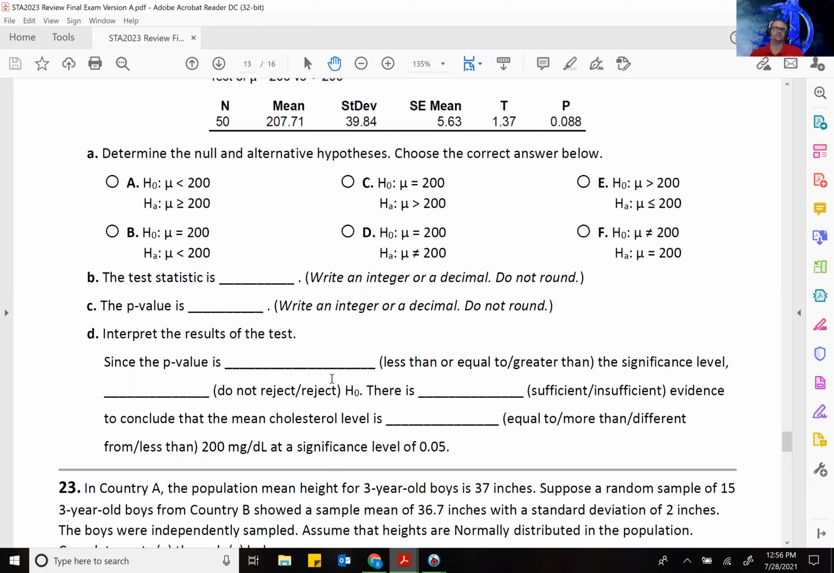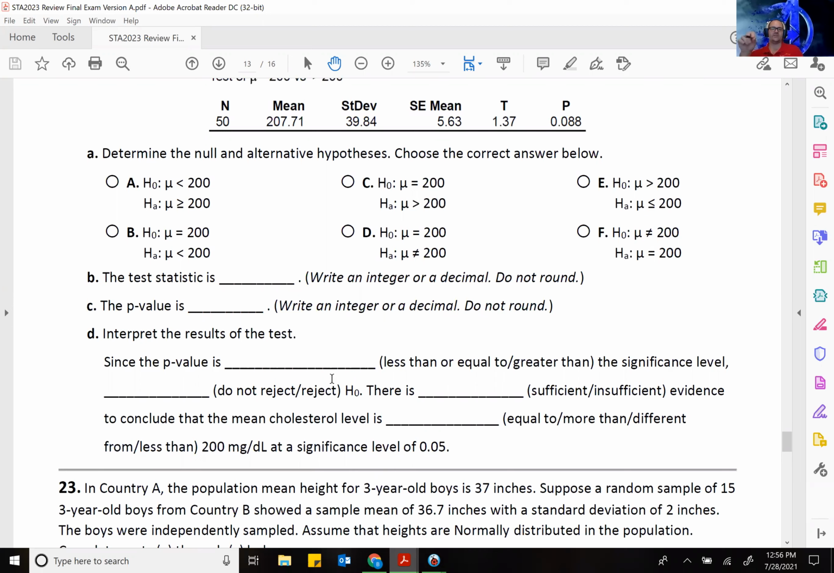Does that make sense? So every time that we choose to reject, then it would be sufficient. If you reject, that means you have evidence to say that they're guilty. So in this case, it would be insufficient, correct, because we're not rejecting.